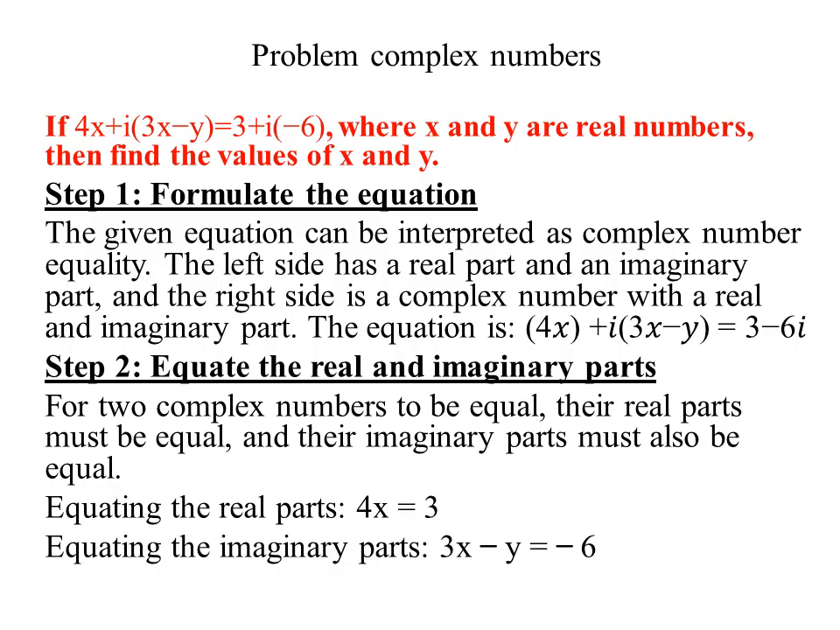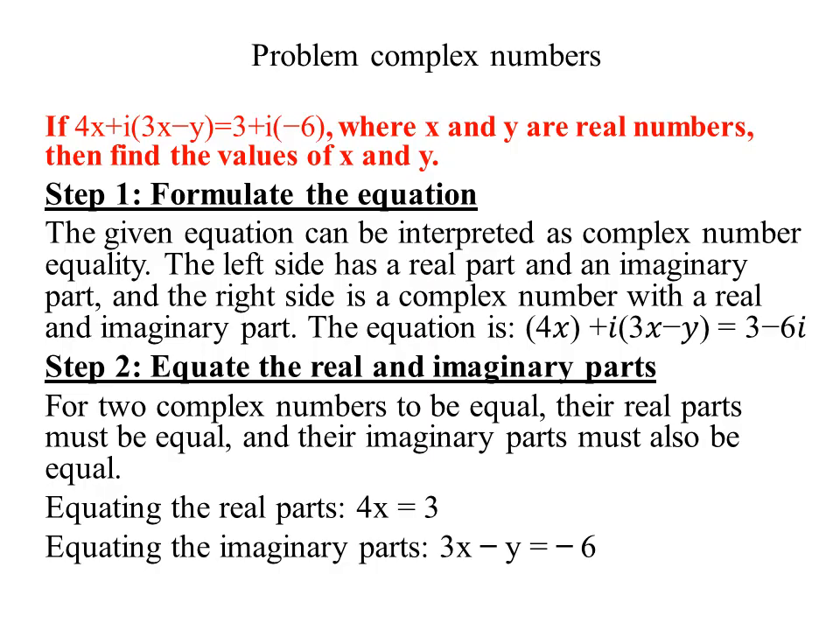In formulating the equation, the given equation can be interpreted as a complex number equality. The left side has a real part and an imaginary part, and the right side is a complex number with a real and imaginary part. The equation is 4x plus i into 3x minus y is equal to 3 minus 6i.